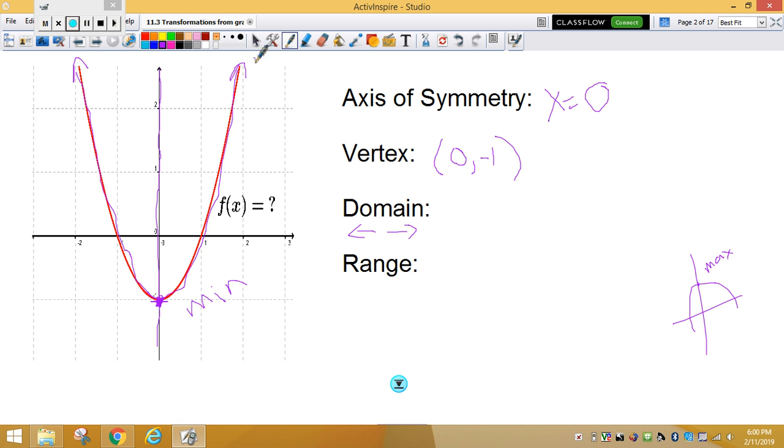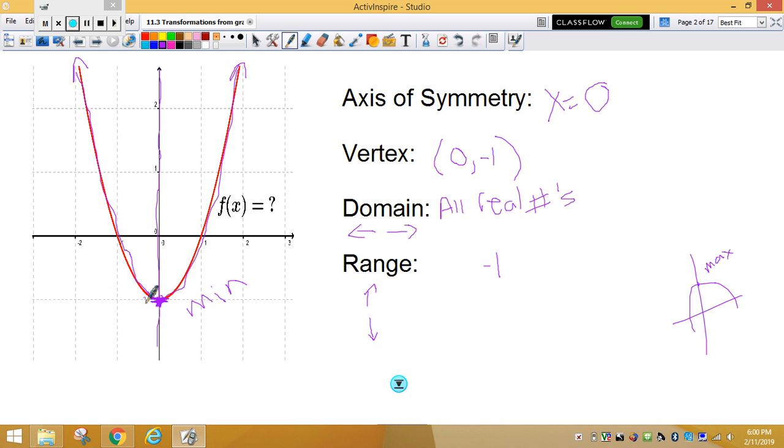So if you remember from linear equations, when it goes left and right forever, we call that all real numbers. All real numbers. The range goes how far down to how high up. So this definitely does not go down forever. It stops right here at -1. Okay, so my range is going to be at -1.